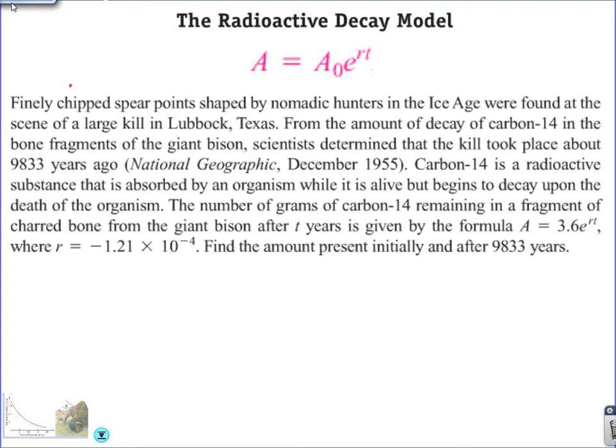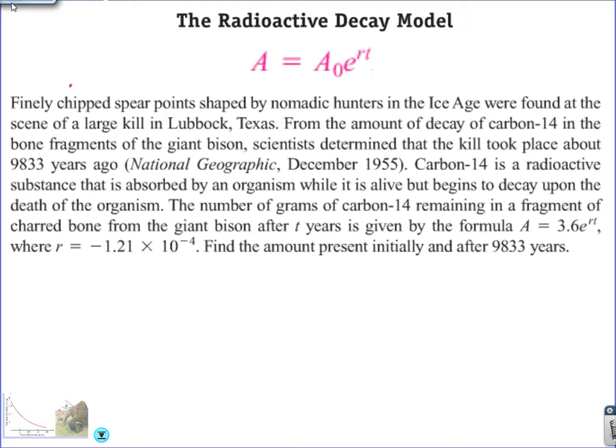Now, it gives you a pretty good explanation here. Here's what we mean by radioactive decay. It says, finely chipped spear points shaped by nomadic hunters in the Ice Age were found on the scene of a large kill in Lubbock, Texas. From the amount of decay of carbon-14 in the bone fragments of the giant bison, scientists determined that the kill took place 9,833 years ago, according to the National Geographic magazine in December 1955. Carbon-14 is a radioactive substance that is absorbed by an organism while it is alive and begins to decay upon the death of an organism.